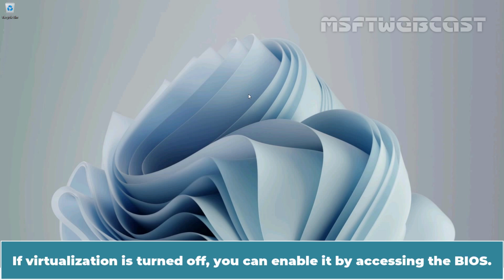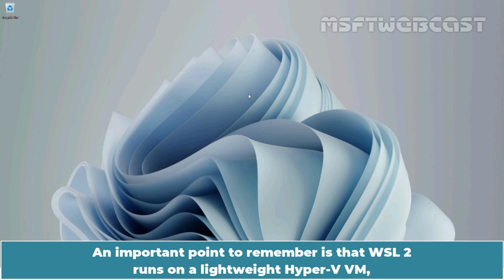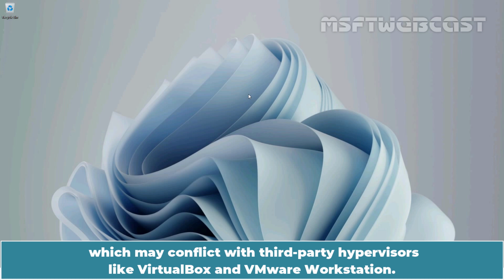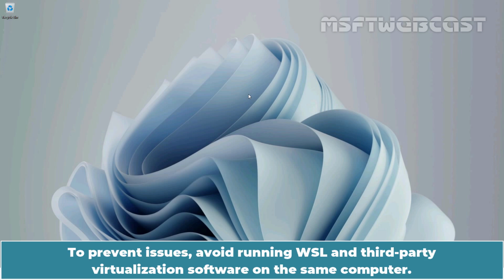If virtualization is turned off, you can enable it by accessing the BIOS. An important point to remember is that WSL 2 runs on a lightweight Hyper-V VM, which may conflict with third-party hypervisors like VirtualBox and VMware Workstation. To prevent issues, avoid running WSL and third-party virtualization software on the same computer.